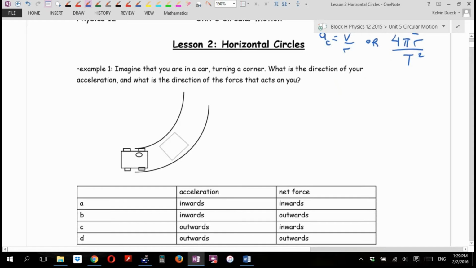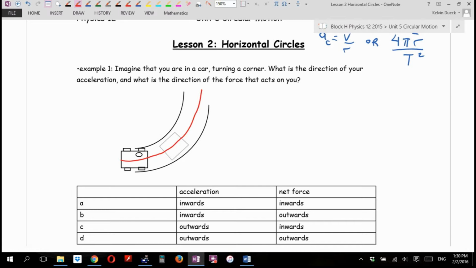First of all, some conceptual stuff. Imagine that you're in a car turning a corner, like in the picture. What's the direction of your acceleration? And what's the direction of the force that acts on you? So the key idea, if you're moving in a circle like that, which way are you accelerating? Who remembers?